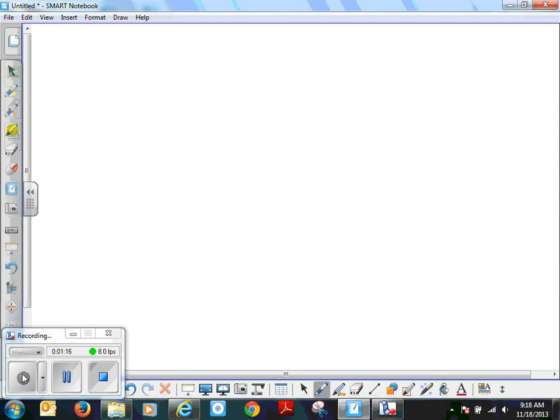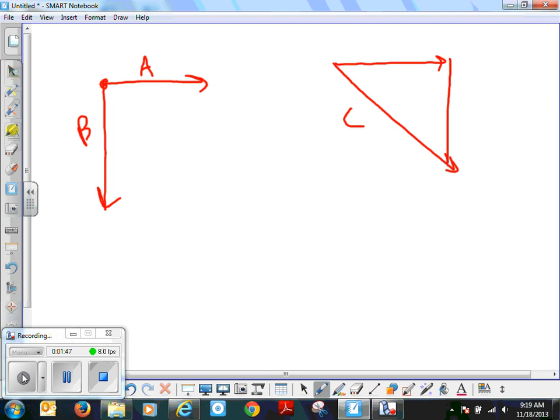What if we do this? What if I take vector A plus vector B? What's my resultant? Vector A plus vector B would be vector C. Do you agree? Okay. So notice these are situated tail to tail, which is a common thing for tests. But we have to add them head to tail. That's why we get that.